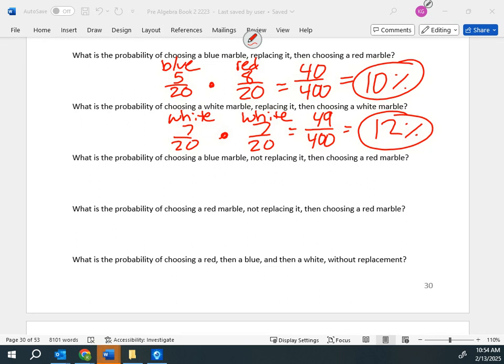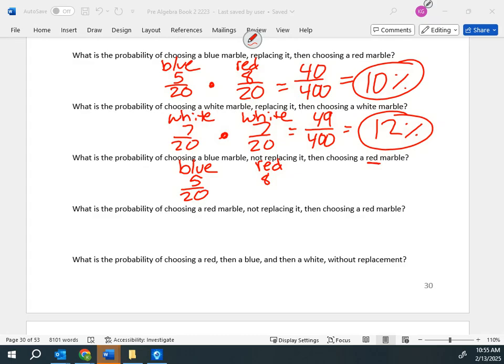Look at our next one. What is the probability of choosing a blue marble, not replacing it, then choosing a red marble? What are my events? David? Blue is 5/20, so our first event is blue, which is 5/20. I know there's going to be more than that. What's my next event, Vivi? 8/19. Because I'm choosing a red, so I'm going to label it blue and then red.